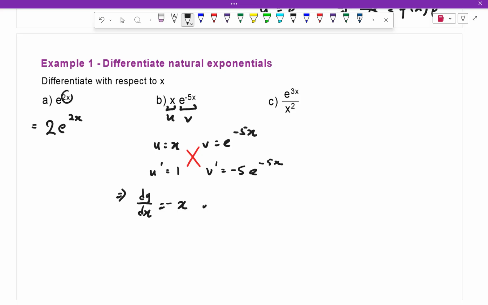I'm going to simplify a bit. Negative 5, and then you got e to the power of negative 5x plus 我们的 e to the power of negative 5x because it's timesing 1. That's it. No other things to do. Unless they're asking you to factorize, but otherwise they are the same.